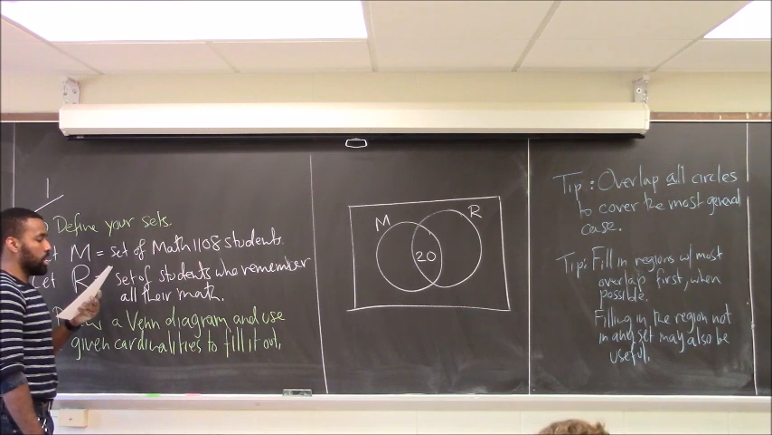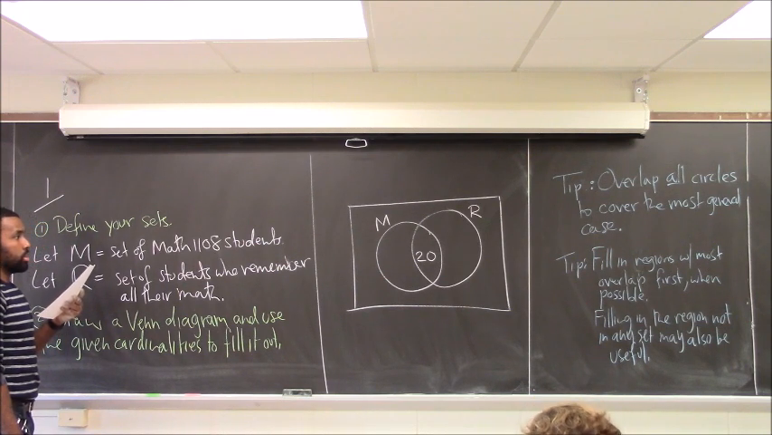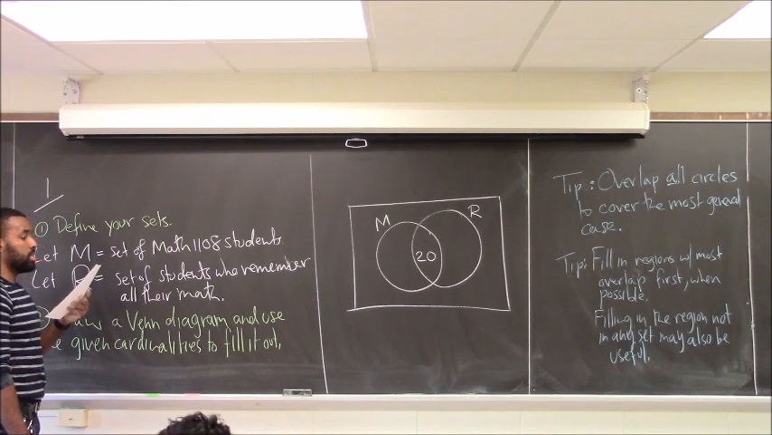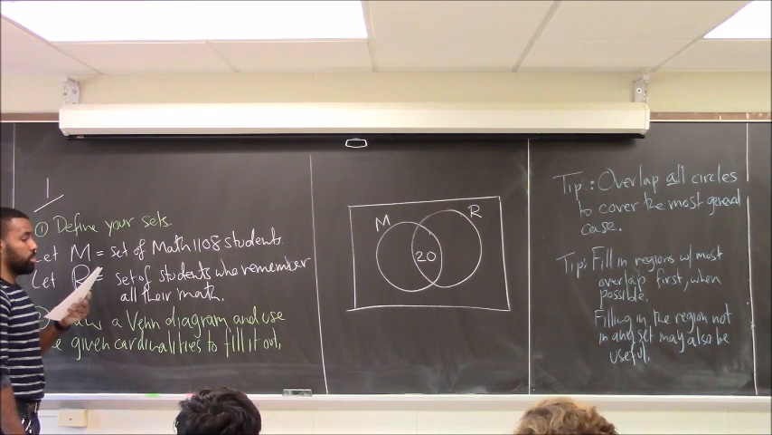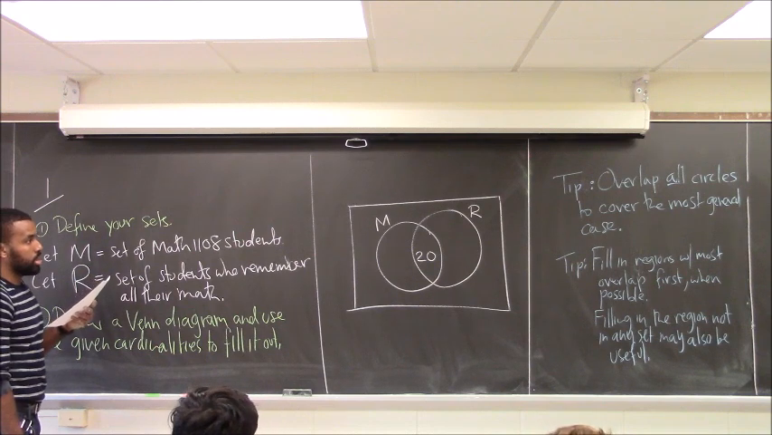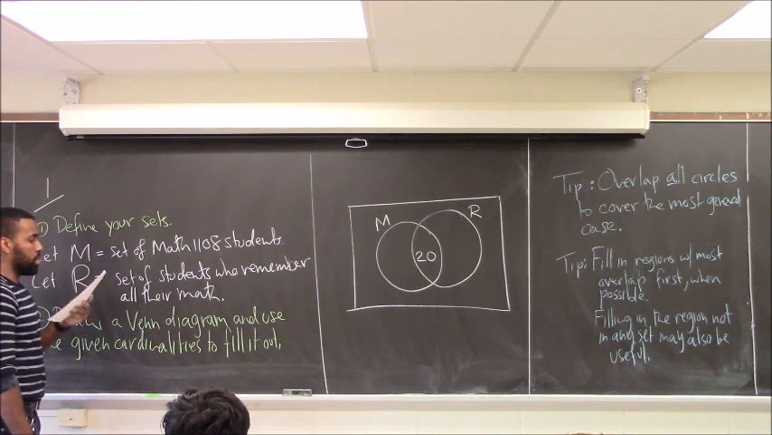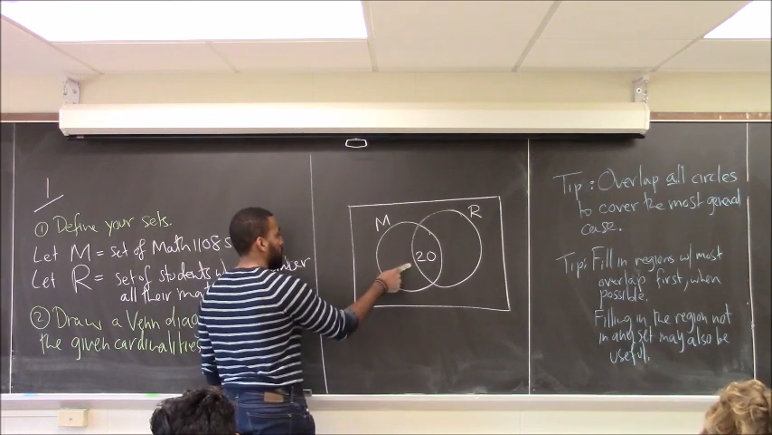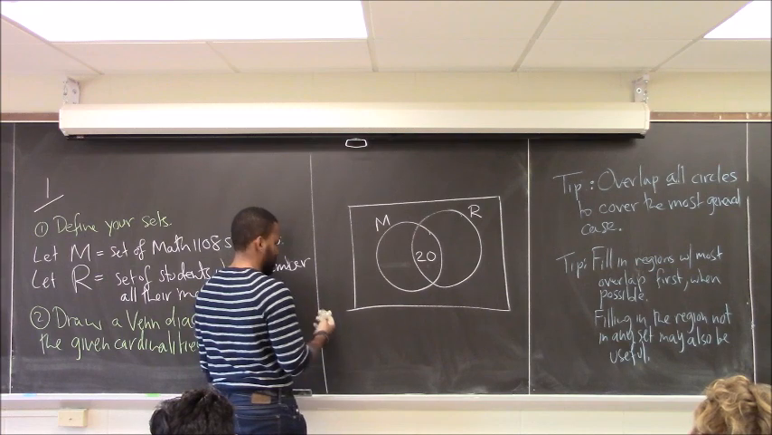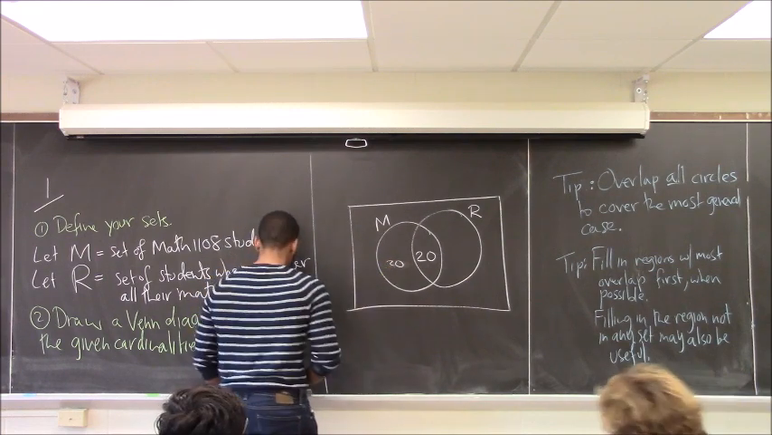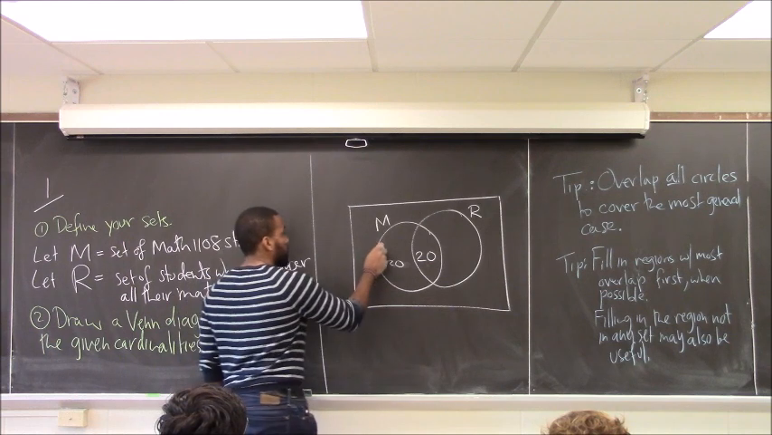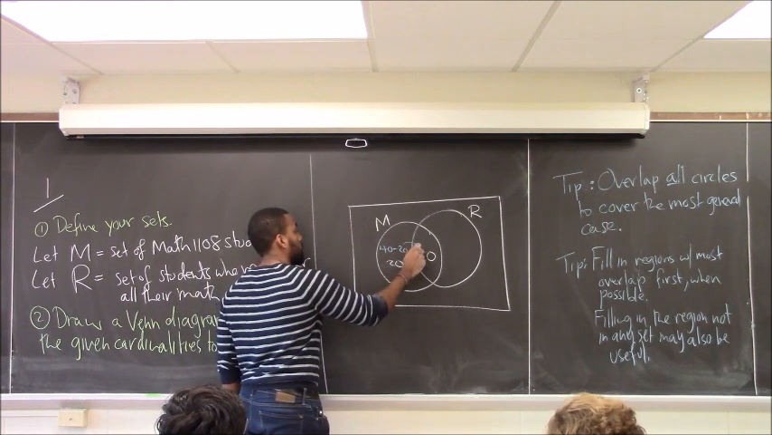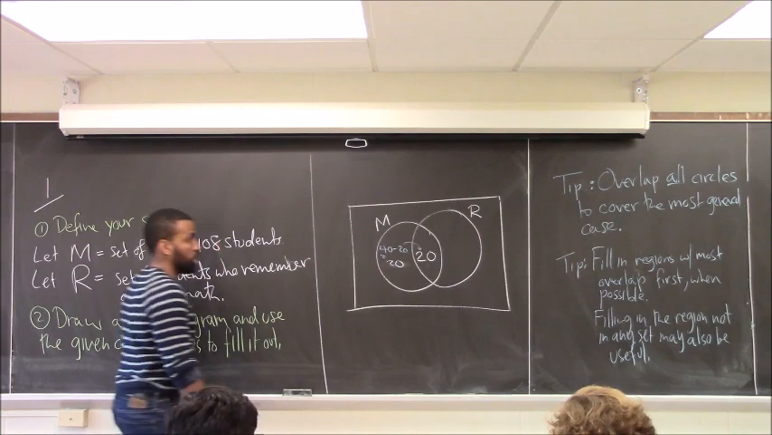Now I don't know who is not in any set at all. So I'm going to fill in the places with the next highest level of overlap. What do I know about the Math 1108 people? How many are there total? There are 40 Math 1108 people total. So if there are 20 over here, I should know how many are over here. I take the 40 minus this 20, which gives me 20 left over.